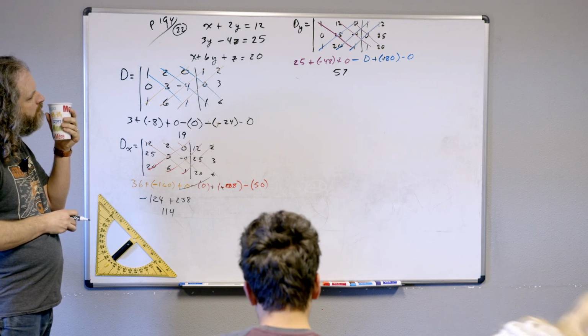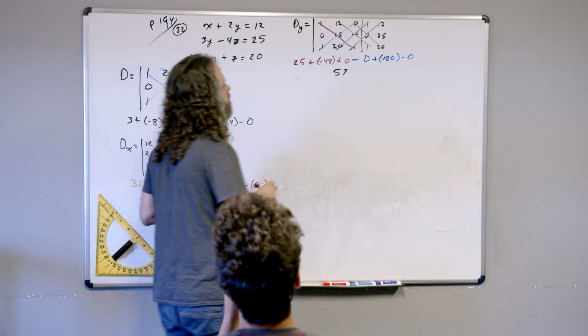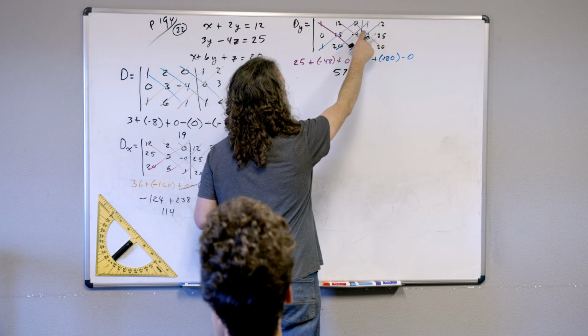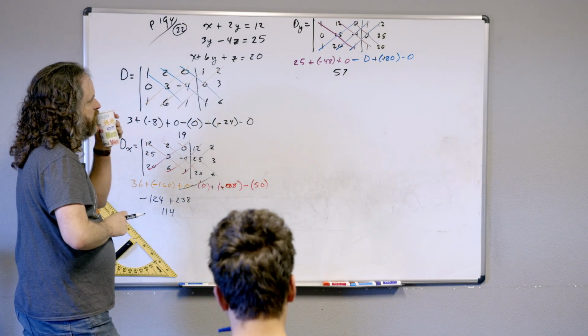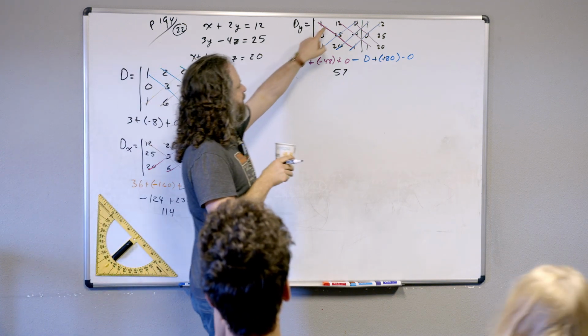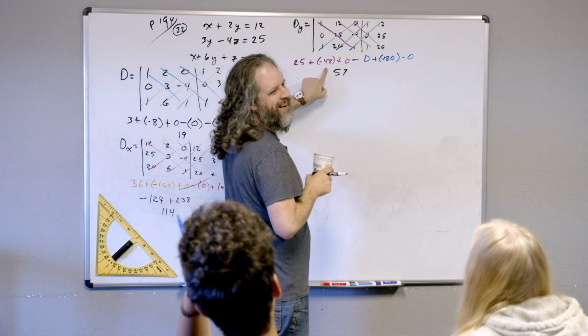You probably did 20 times negative 4 times 1. Oh, okay. Oh, no, 12 times negative 4 times 1 is right here.